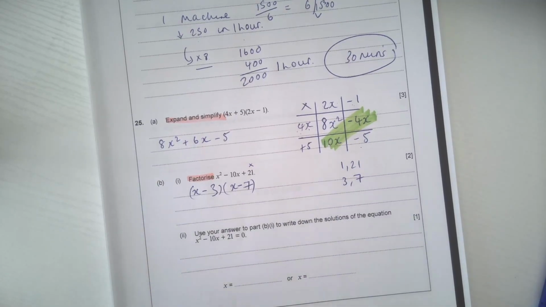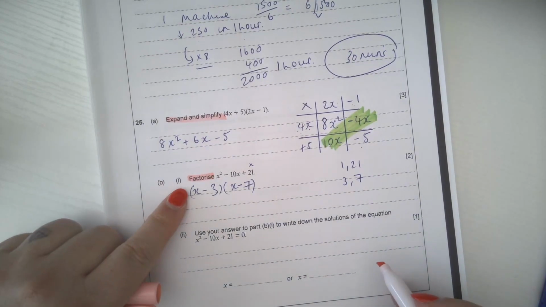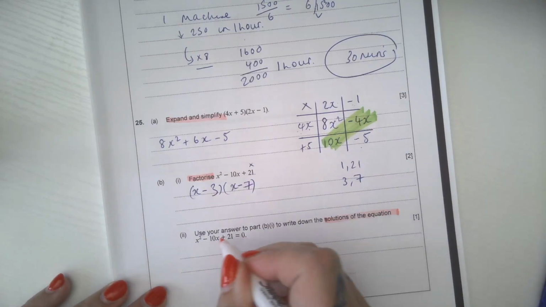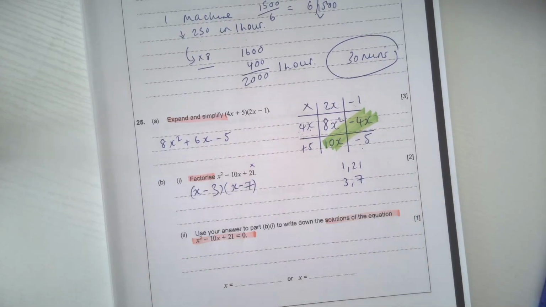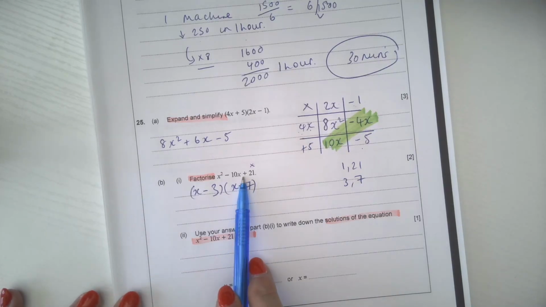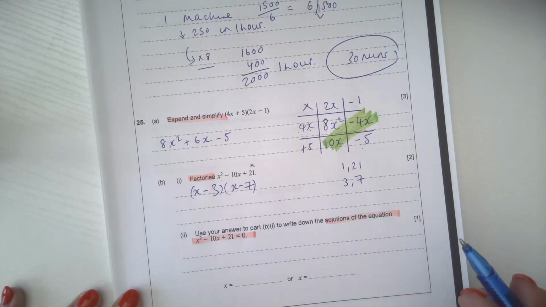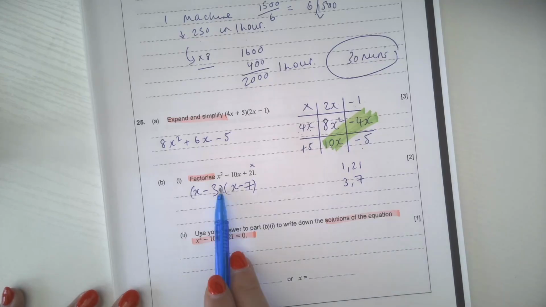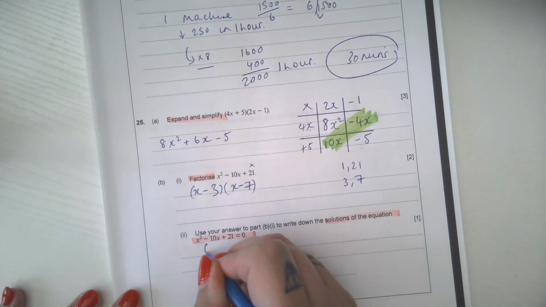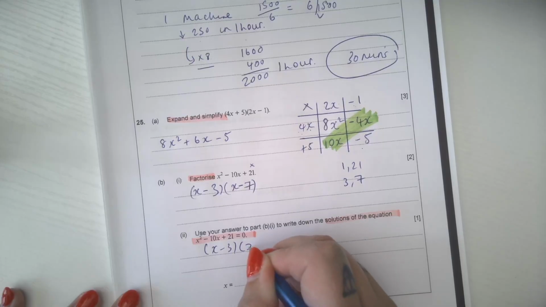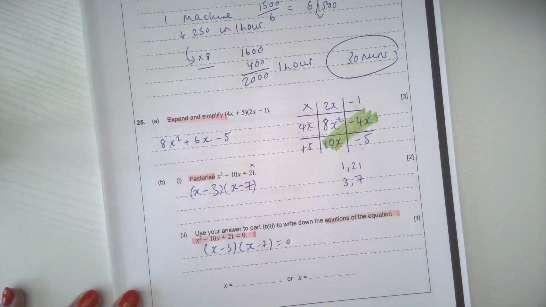Okay, part 2. Use your answer to part B to write down the solutions of the equation x squared subtract 10x add 21 equals 0. So this is the quadratic that we worked with here, and what we've done here is we've factorised it. So that's the first step in solving by factorisation. Now if this quadratic equals 0, then we can say that (x − 3)(x − 7) is equal to 0.